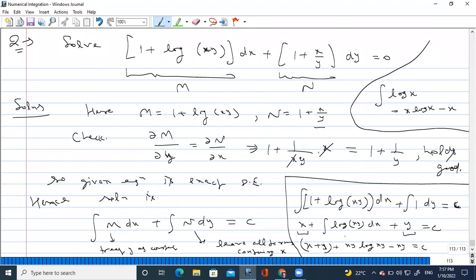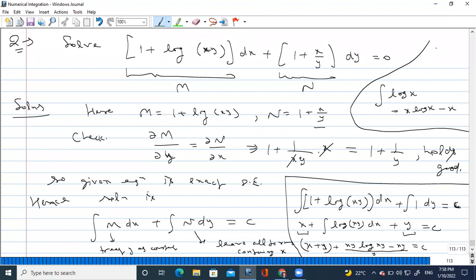Equal to c. Note down this. Sorry, this integral. Here what is happening is that this is not purely x. With the x there is some constant, because we have to treat y as constant. So when you are doing the integration with that constant, you have to divide it. So divide by y also will be there.